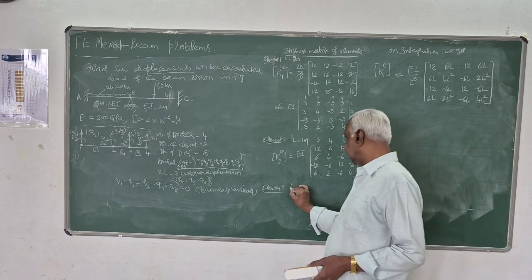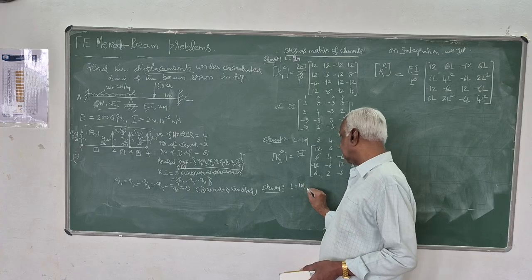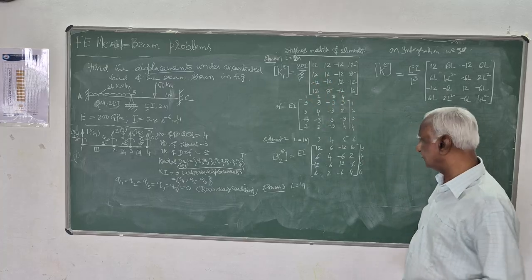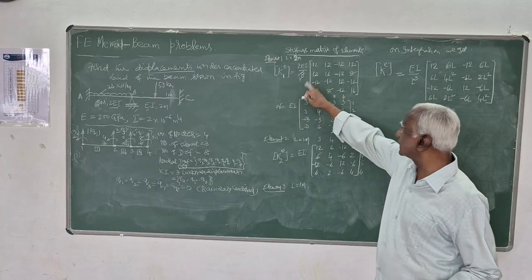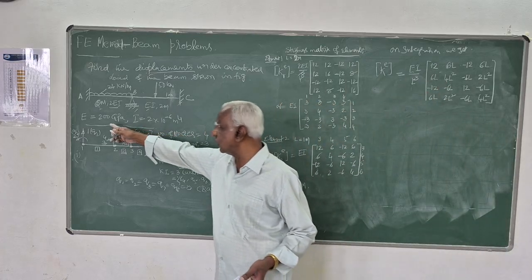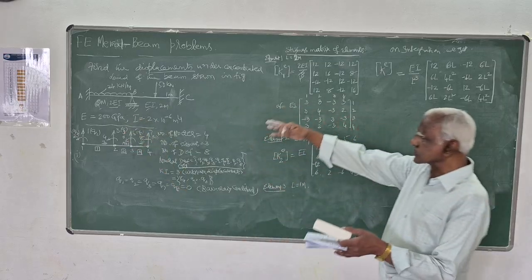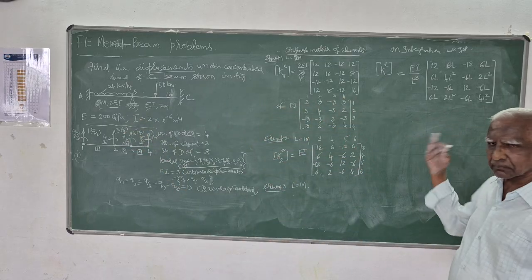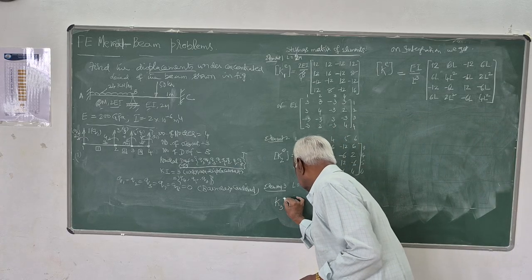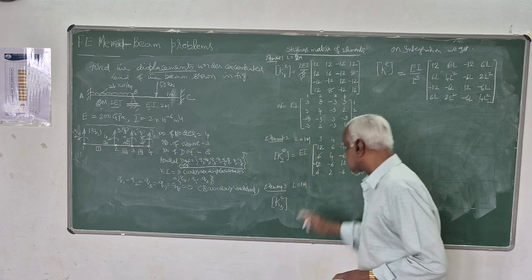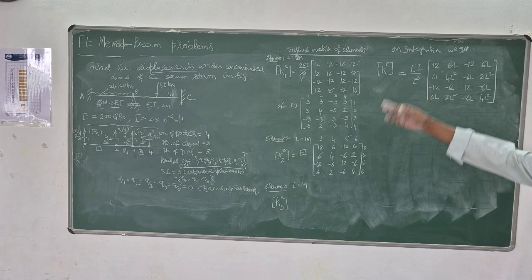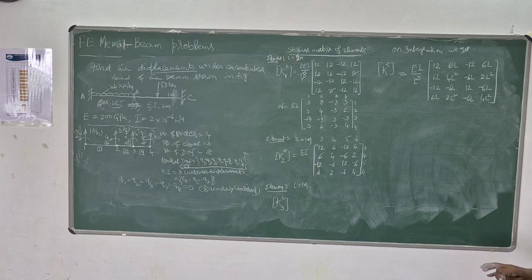For element 3, L is equal to 1 meter, and EI is equal to 2EI. That's why we simplified this so that only EI will come in. Then finally I can substitute the value of EI. E and I are constant, as given. So this is the element stiffness matrix K3. Only this equation you have to remember, what I have derived for the beam problems, the stiffness matrix.